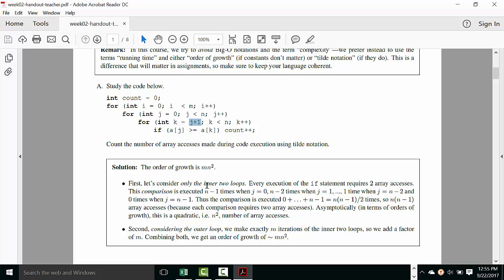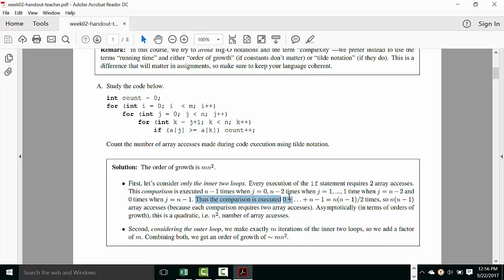So let's consider only the inner 2 loops first. Every execution of the if statement requires 2 array accesses, as shown here. The comparison is executed n-1 times when j equals 0, since k goes from 1 to n-1. If j equals 1, it'll be executed n-2 times, and so on, and only 1 time when j equals n-2, and 0 times when j equals n-1, because j equals n-1 would be the last j in this loop.